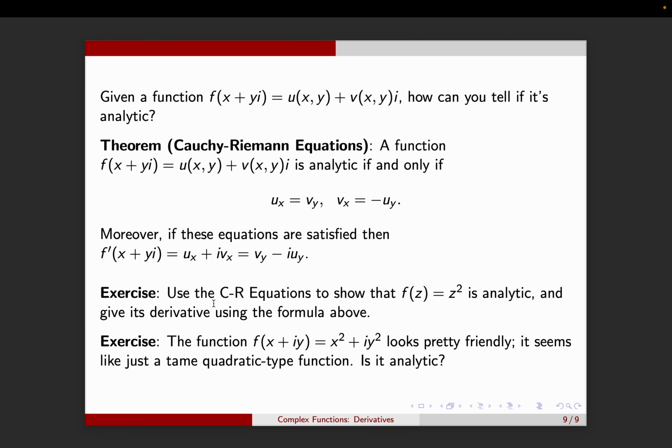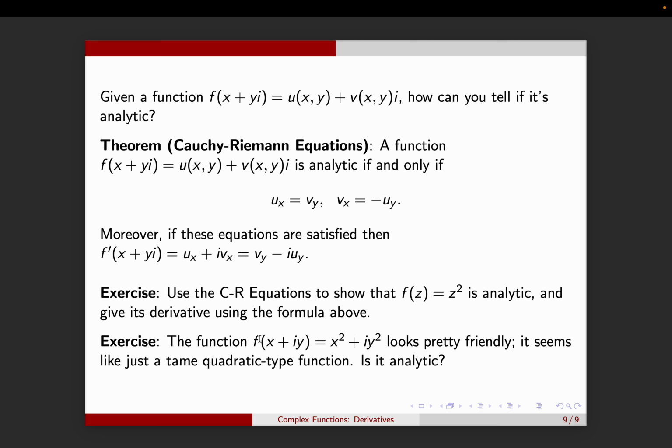So here are a couple of things for you to try. I would pause the video here if I were you and try this. You can use these equations to show that this function is analytic, as it should be, because f prime of z is supposed to be 2z if things are working properly. But what I want you to do is write this function in this form. So instead of a z, put an x plus yi. Square the x plus yi and break things down like this, check that the Cauchy-Riemann equations hold, and then write the derivative down in this form. Then you can check if that equals 2z or not. I sure hope it does.